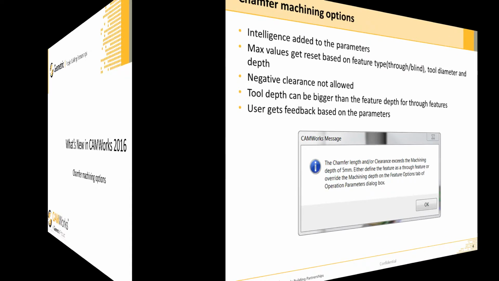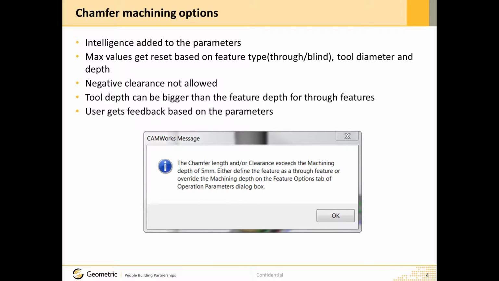The chamfer machining options have been enhanced in CAMWorks 2016 to give the user better control over the depth of the tool as it cuts the chamfer. We are now able to receive feedback based on the parameters entered and the geometry of the part.